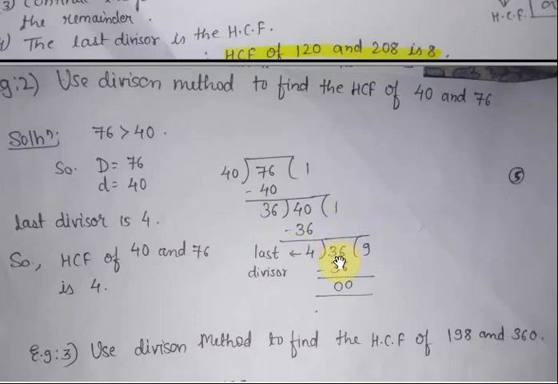Now 36 is completely divisible by 4, 9 times, since 4 nines are 36. So 36 minus 36 is 0. So we got the remainder 0, and the last divisor is 4. So this is nothing but the HCF of 40 and 76. Got it?